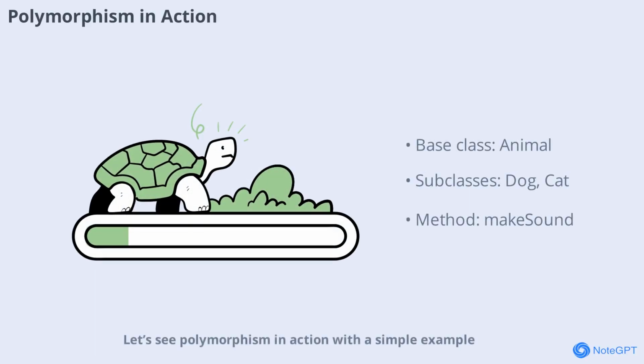Let's see polymorphism in action with a simple example. Imagine you have a base class called Animal with a method called makeSound. Different subclasses like Dog and Cat override this method to provide their own sounds. When you call makeSound on an Animal reference, the correct sound is produced based on the actual object type. This is the essence of runtime polymorphism.